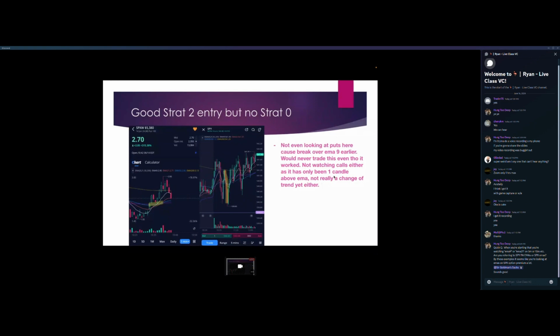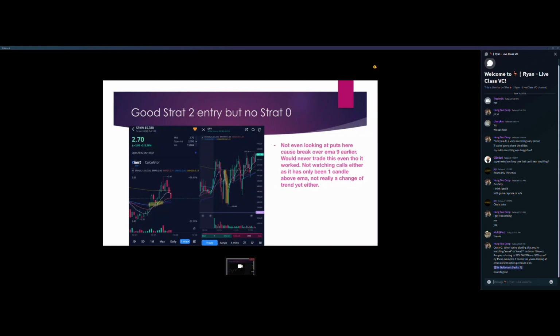Not watching calls either, as it has only been one candle above. Not really a change of trend yet. It does look like it's bullish, but it's not a trend change yet. We only have one candle above. That's how you can avoid getting dumped on.